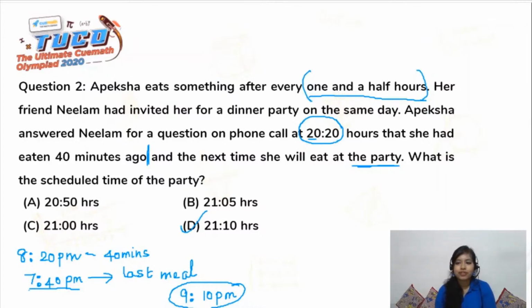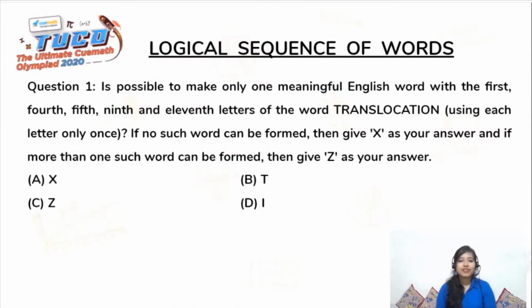Now let's proceed further. Let's start with our next objective, which is logical sequence of words. Let's see the first question. Is it possible to make only one meaningful English word with the first, fourth, fifth, ninth and 11th letters of the word translocation? Okay, first of all, they are giving us some reference of the letters which we are going to take ahead. First, fourth, fifth, ninth and 11th, right?